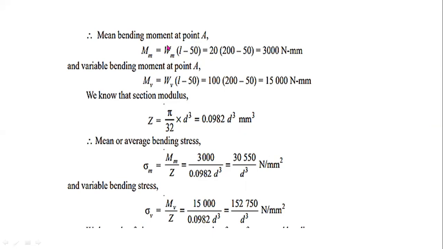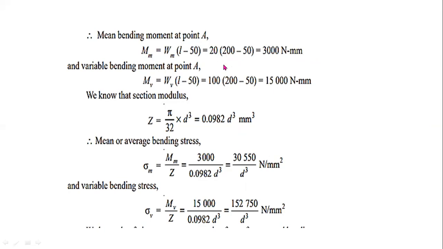This is the mean load, this is the max. This is the mean bending moment. Mean bending moment equals mean load into distance. So 3000 Newton mm is the mean bending moment. In a similar way, variable bending moment equals variable load into distance. So 15,000 Newton mm is the variable bending moment.